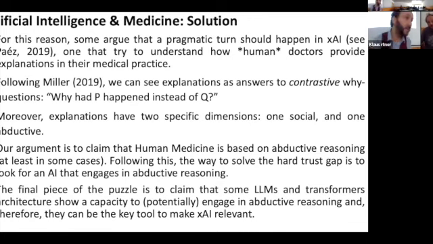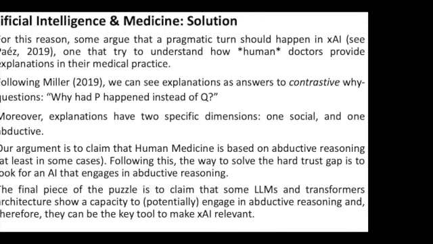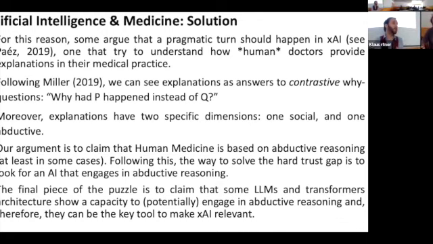And then we can also claim that explanations have two specific dimensions, at least in human medicine. One is social, so it's part of a social practice. And also what we will argue for in this specific paper is that human doctors do abductions. What they are doing in their practices is abductive reasoning. They are not doing inductions, they are not doing deductions, they are doing abductions. And then what we will claim is basically that human medicine is abductive.